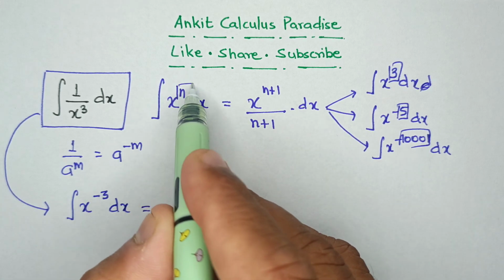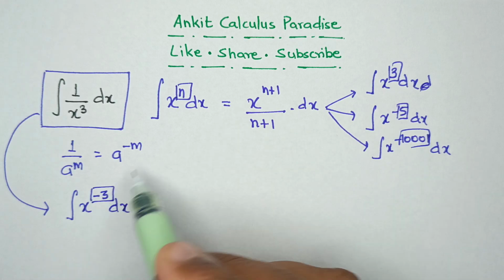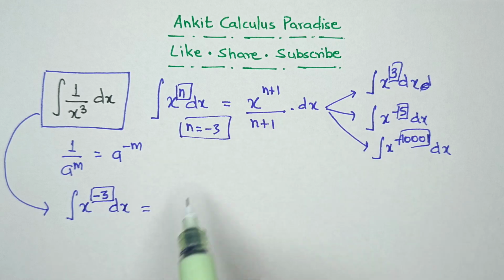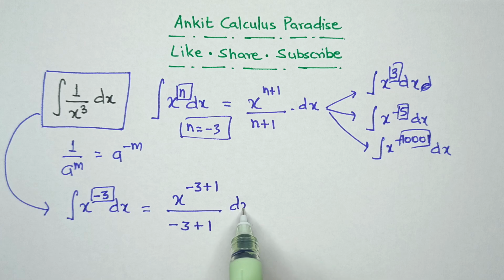So here the value is n and here the value is minus 3. So all I have to do is substitute n equal to minus 3 on both sides of the equation. So this side will have x raised to the power minus 3 plus 1 divided by minus 3 plus 1, and sorry, not d of x, this would be plus c.